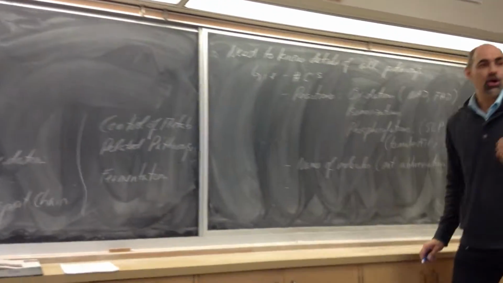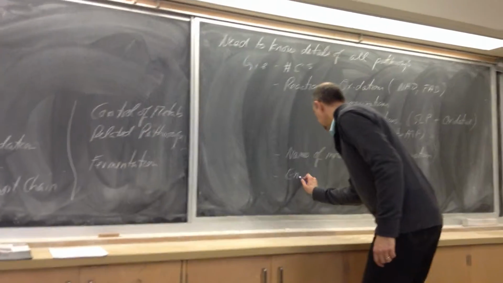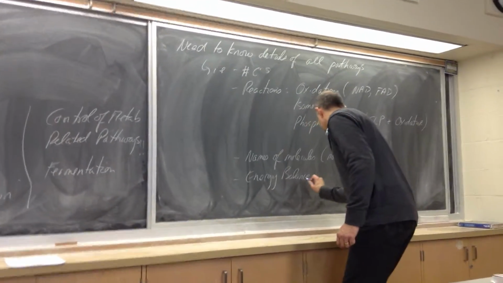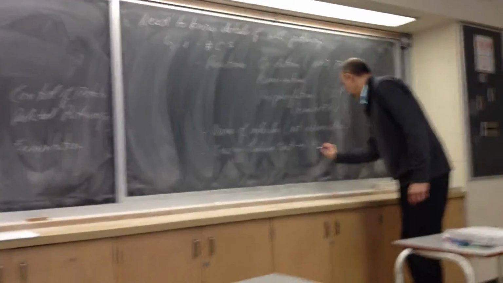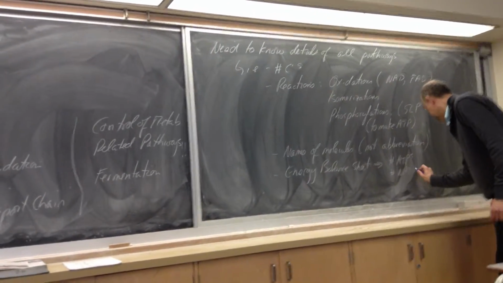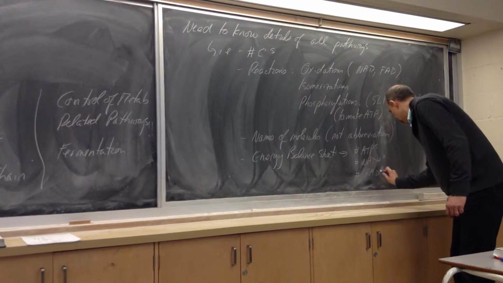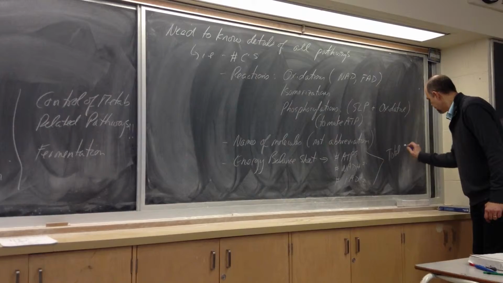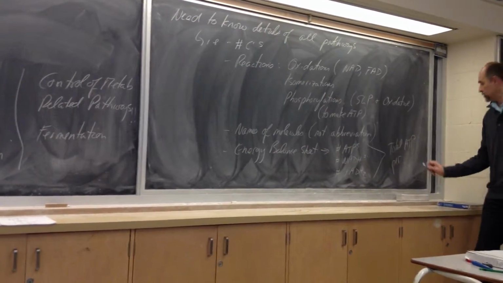Also, know the energy balance sheet. In other words, the number of ATPs, the number of NADHs, and the number of FADH2s, and altogether the total net ATP. And you always want to know it per glucose.